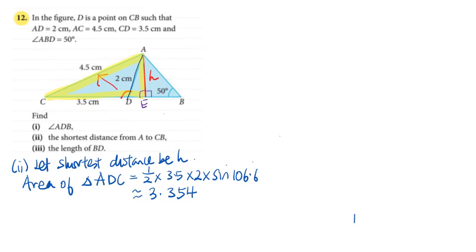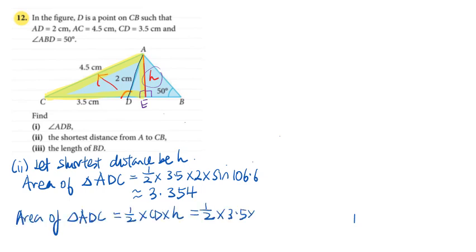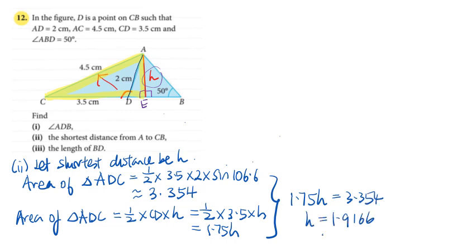So another way of finding the area of triangle ADC will be using half base times height, because we already let the perpendicular height be h. So using half base times height, that will be half times 3.5 times h, which gives you 1.75h. And of course, these two areas will have to equate each other because we're finding the area of the same triangle. We're just using two different methods, but the value that we get will be the same. So therefore, 1.75h should equal 3.354. And we can divide by 1.75 on both sides to find h to be 1.92 cm. So that will be the shortest distance.